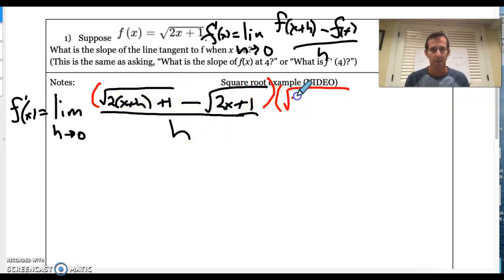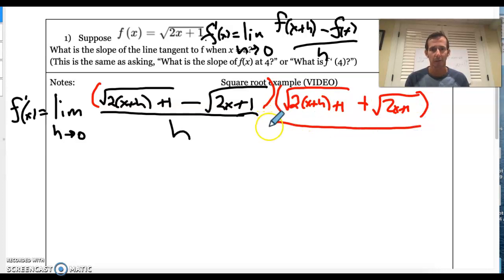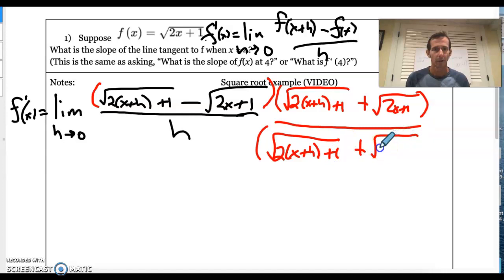So this part stays the same, the square root of 2 times the quantity x plus h, plus 1, plus the square root of 2x plus 1. And if I multiply the top by that expression, I have to also multiply the bottom by that expression. And this is where it gets very cumbersome, because you have to write all of this. I also know that you're probably saying, wait, I just put a square root in the bottom. And you're saying to yourself, hey, all these years you told me to get rid of square roots in the bottom, and I just put one in there. Don't worry about it. We're going to deal with it.